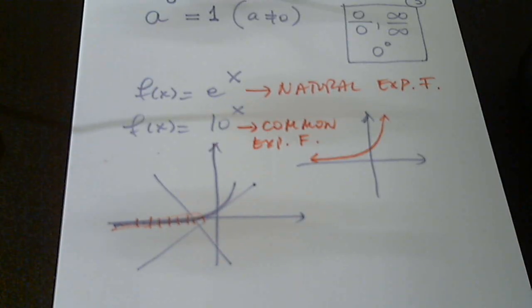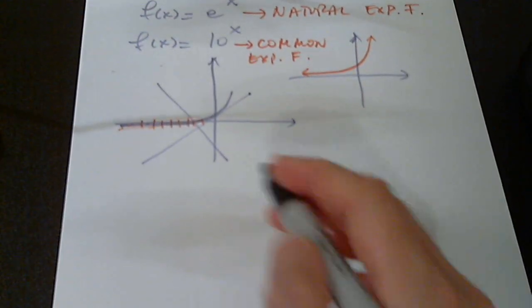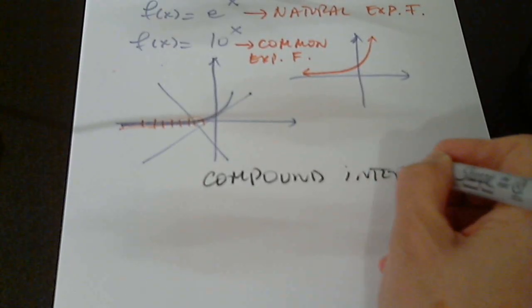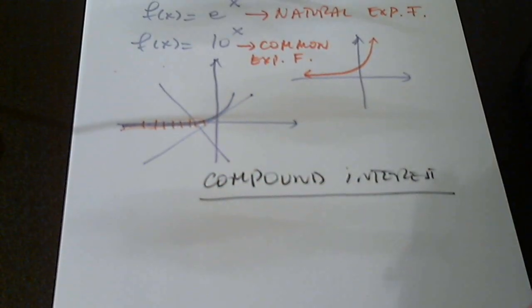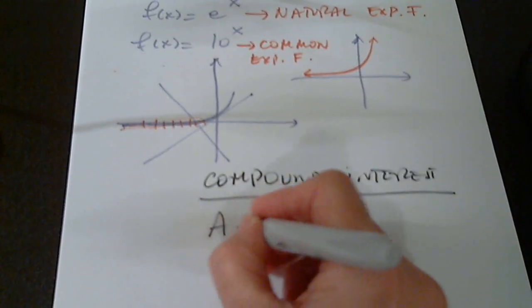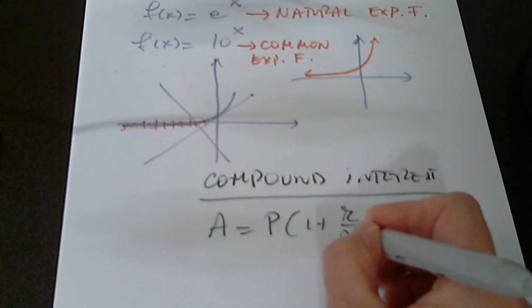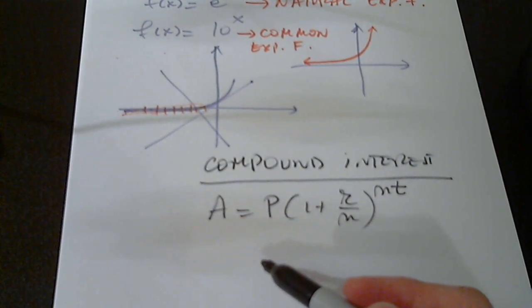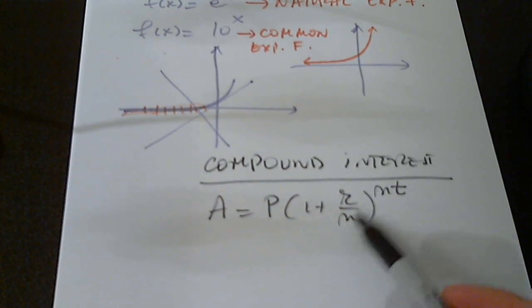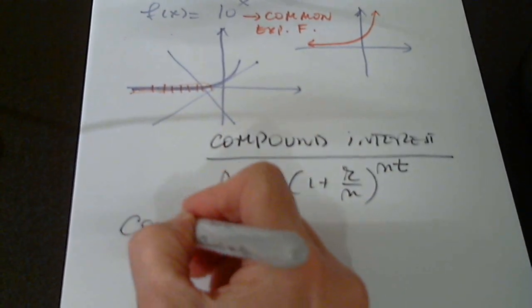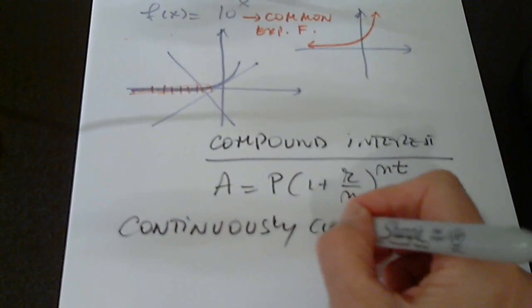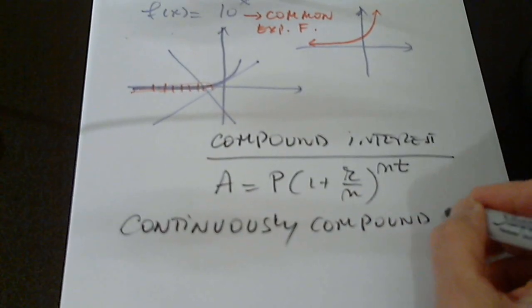Now, what I wanted to continue with is, if you remember, when we talked about compound interest a long time ago, 5 weeks ago, we wrote the formula A equals P times (1 plus r over n) raised to nt. But this is compound interest n times per year. That's the compound. But we also have continuously compound interest.